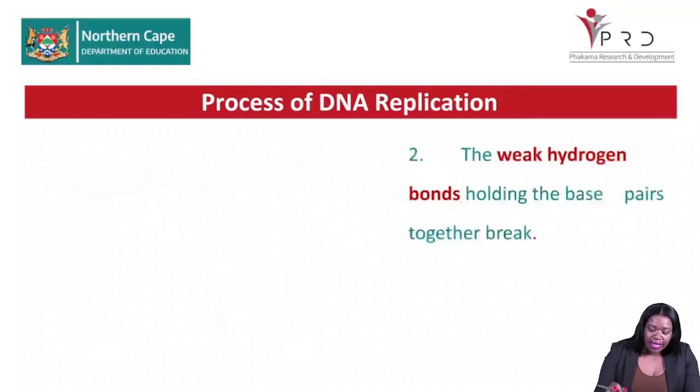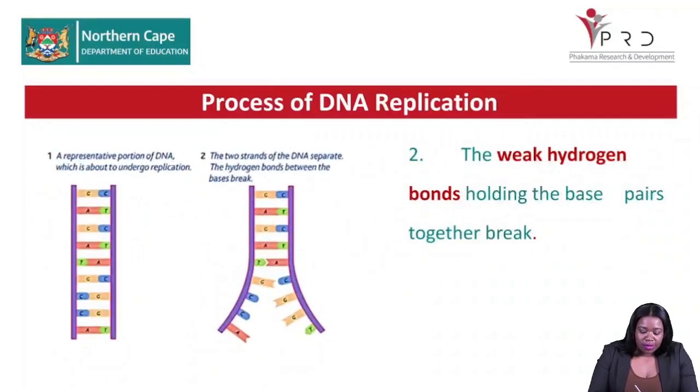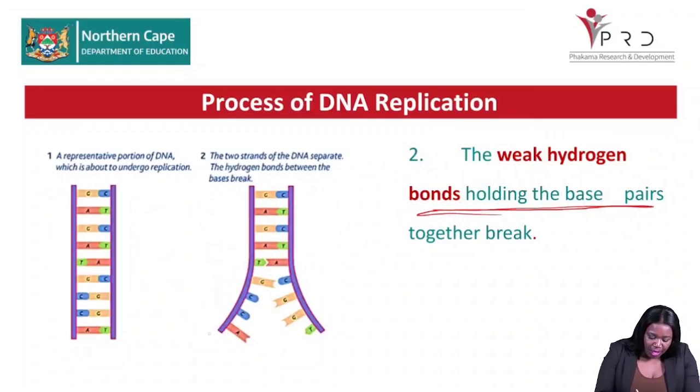And then secondly, the weak hydrogen bonds will have to break. So the weak hydrogen bonds that are holding the nitrogenous bases together will break, which is what we are seeing here. We can see that the weak hydrogen bonds have broken here, and the two strands are starting to separate, right?